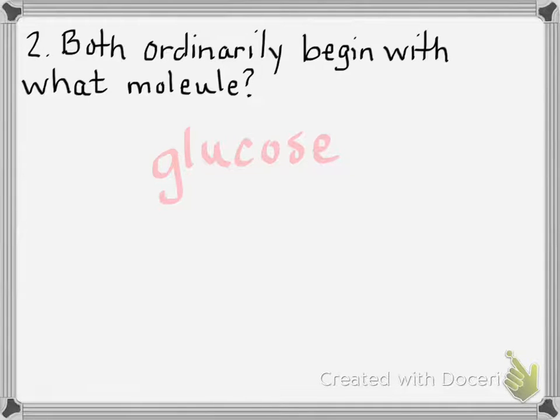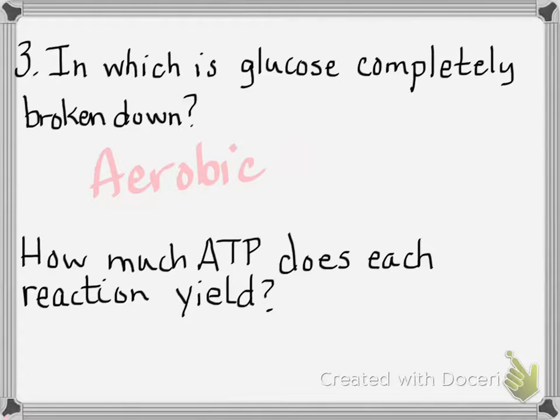Number 3, in which reaction is glucose completely broken down? Well, I'm going to give you a hint. If glucose is completely broken down, you get the most energy out of the glucose. So which one? The one where you get 38. So which reaction is that? Aerobic cellular respiration.